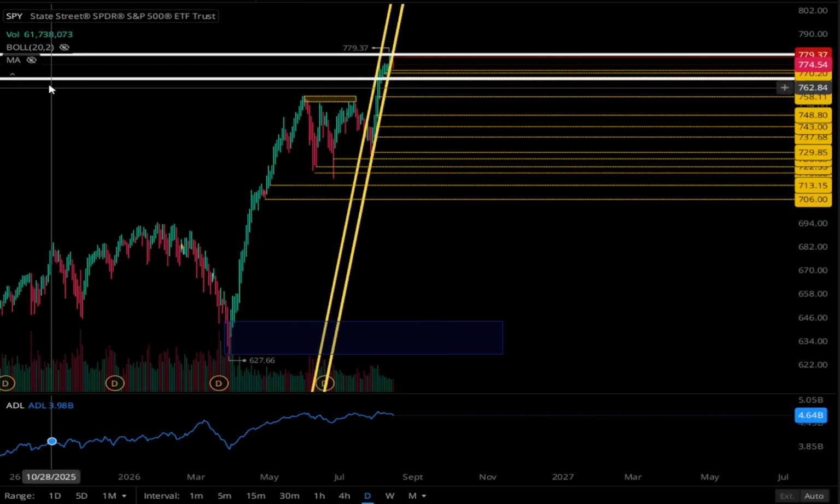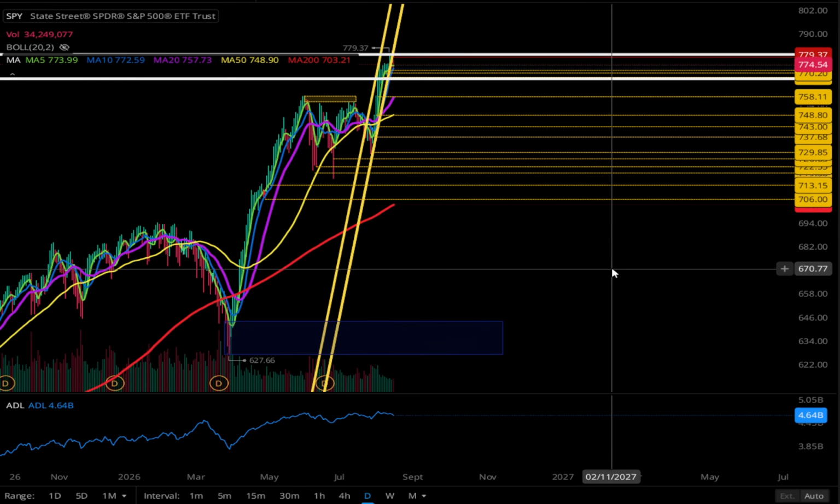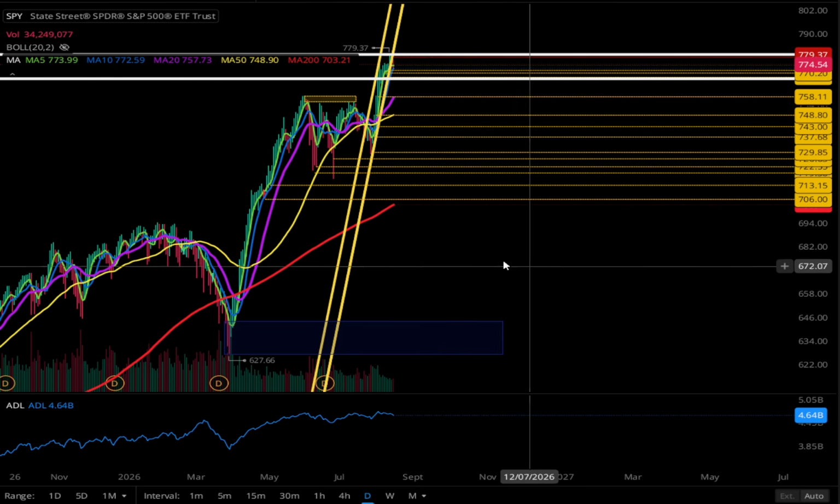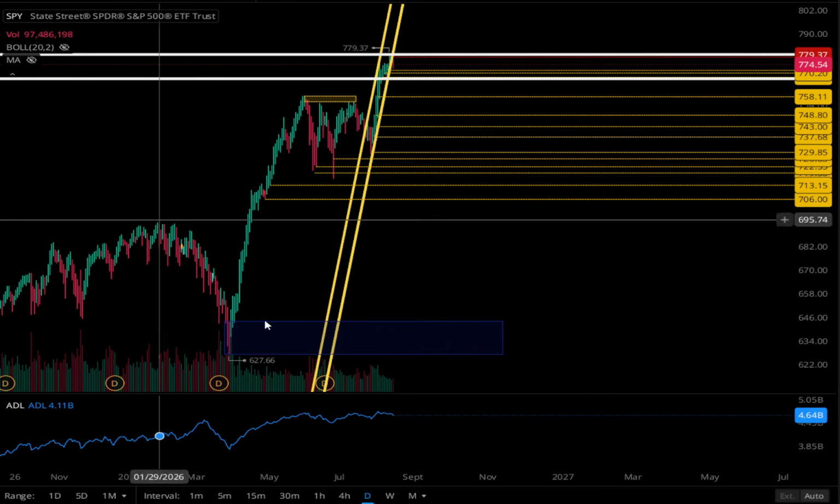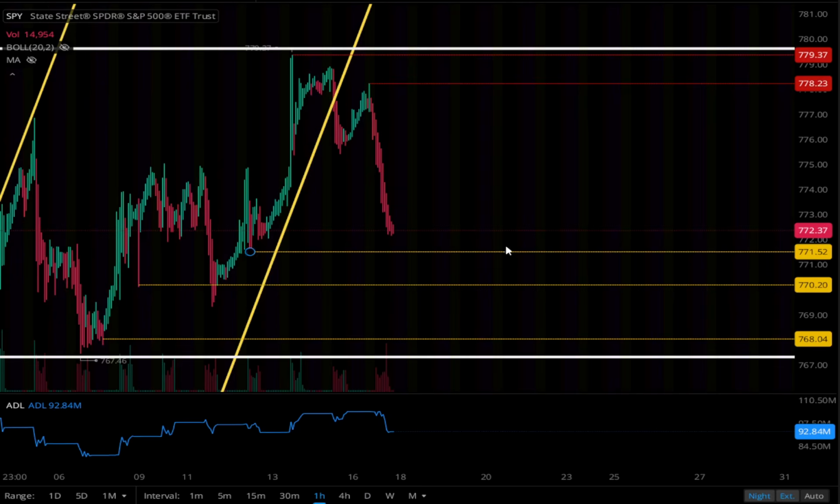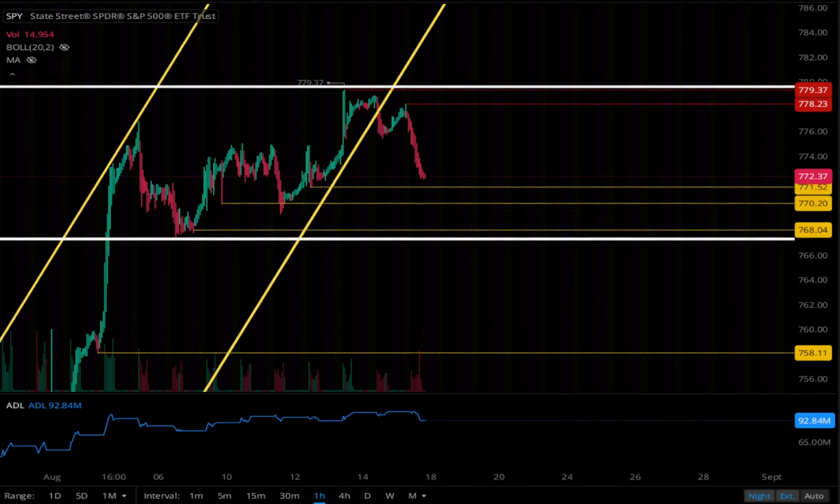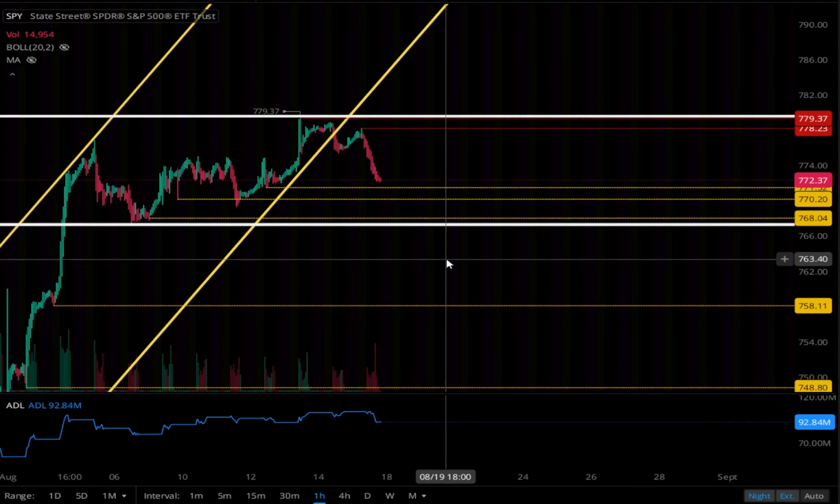Okay, now I actually want to look at the daily time frame here for a second. The 20-day moving average is at 757.73, which very likely is going to coincide close to the bottom of this channel within a few sessions.